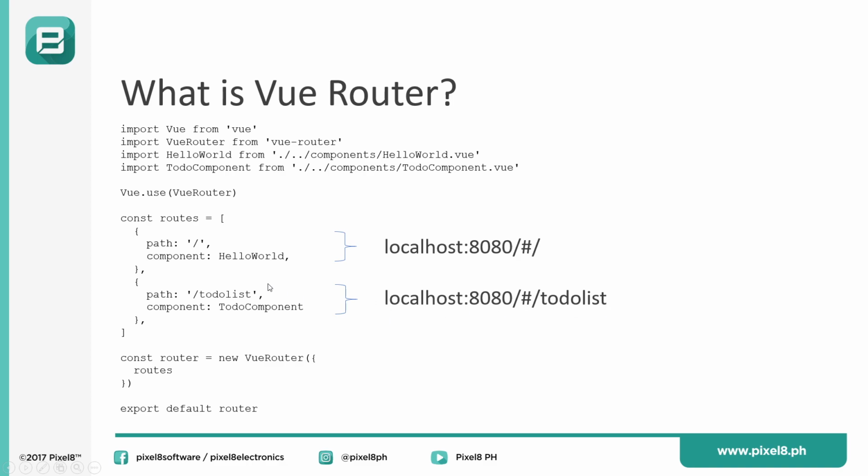You will also notice that we have a component, meaning when our URL is similar to this one, this component gets triggered. When our URL is something like this one, this component gets triggered. So that is how Vue Router changes components based on URL paths.